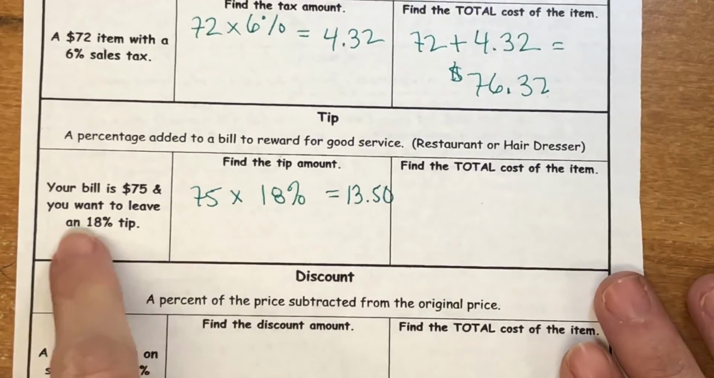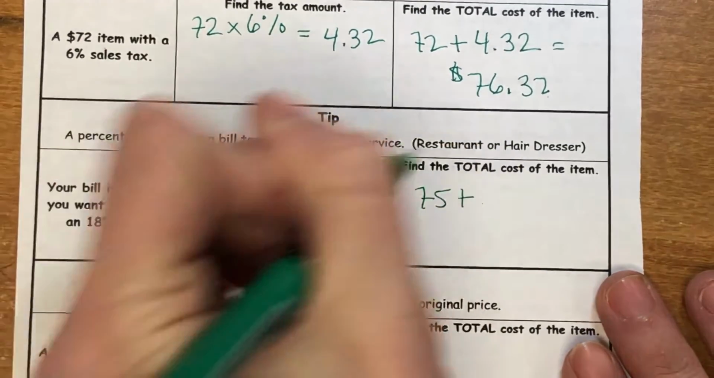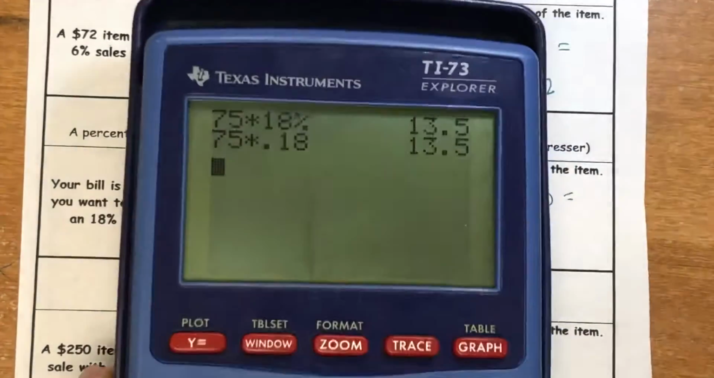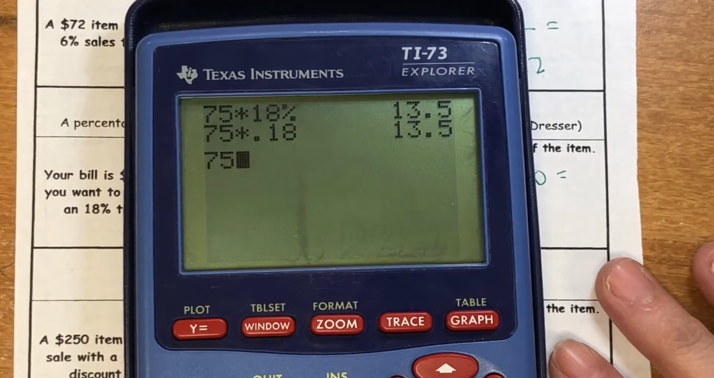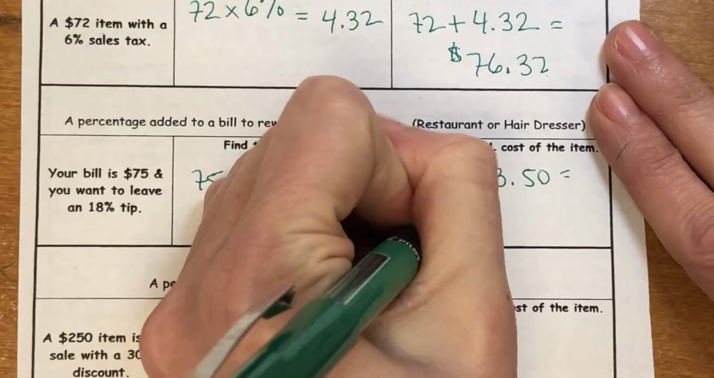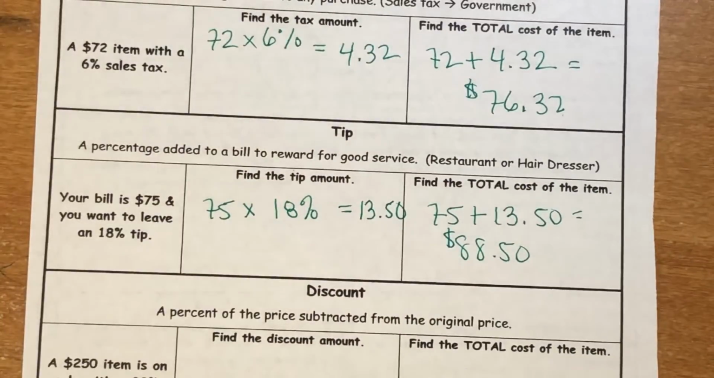So what I want to do with tip is find the total amount. That means you're going to take your original price, where your bill was 75, and add the tip of $13.50. So I'm going to take 75 plus $13.50, and I should get $88.50. That's my total price, $88.50. Okay, so far we did tax and tip.